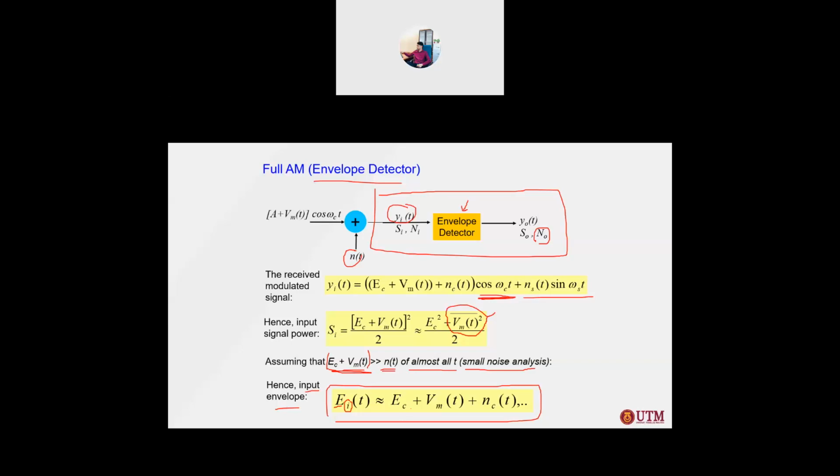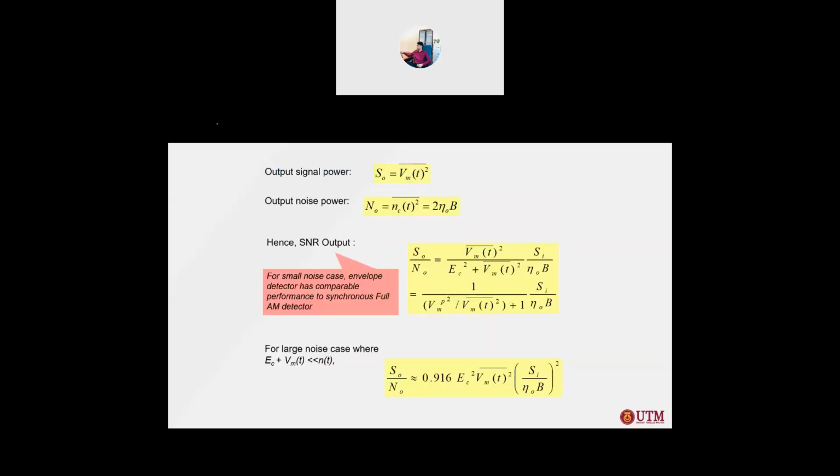Okay, different. Last time your envelope is only this one, right, without the noise. Okay, the same output signal power. So VMT square, the same as well. You cannot use it; it doesn't mean VMT square like this. It means you have square root over square root of 2. And output noise power NO NCT square, and this one is the same as you have in the previous slides.